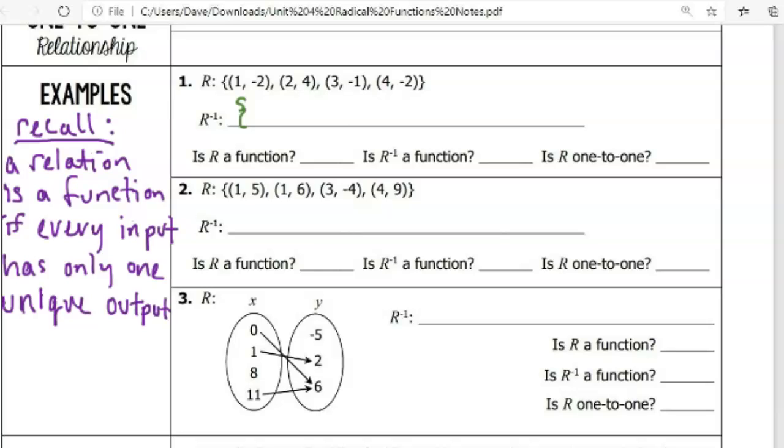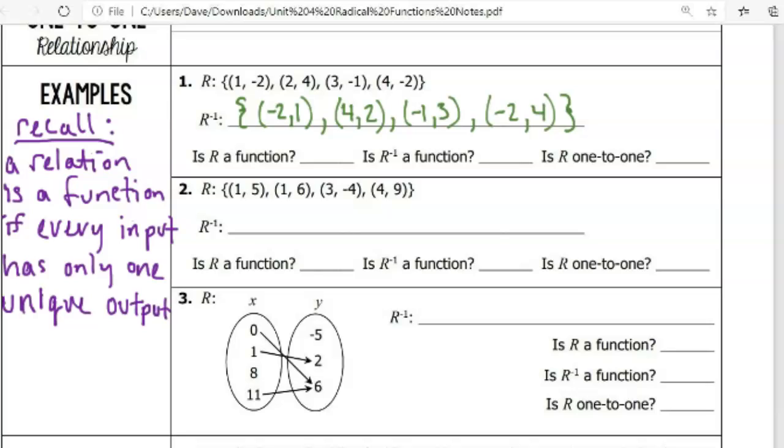So the first thing we want to do is look at the inverse of these coordinates. So we're just going to reverse them. So instead of 1, -2, we're going to do -2, 1. And instead of 2, 4, we're going to reverse the x and the y coordinate, and we get 4, 2. And so you see that we could do that for the rest of these coordinates. So then the question is, is this a function?